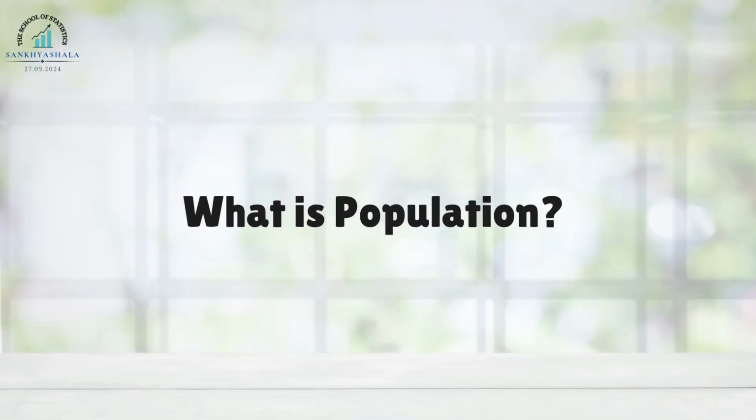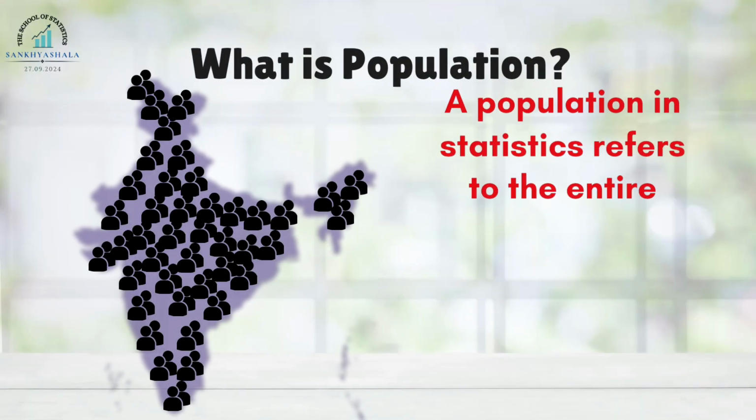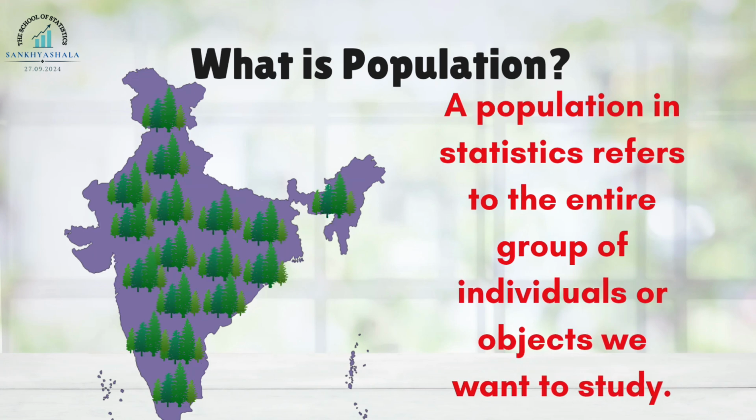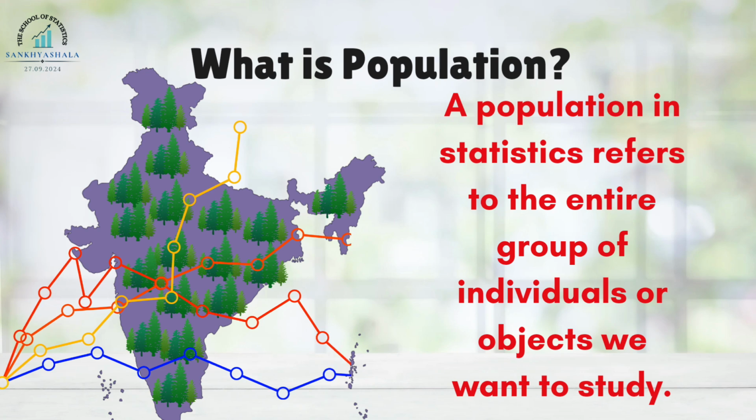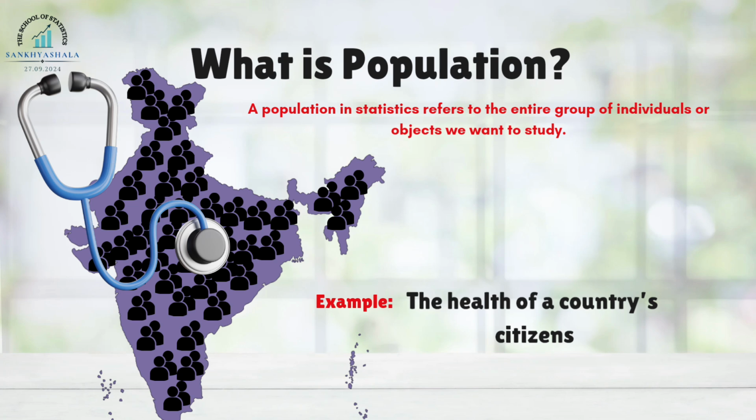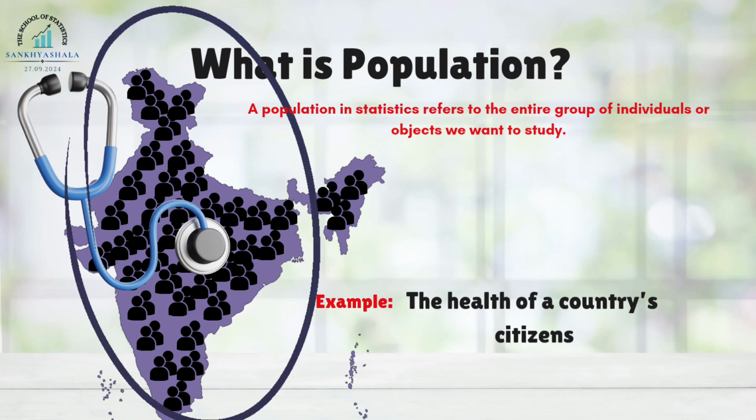What is a population? A population in statistics refers to the entire group of individuals or objects we want to study. It includes all relevant data points. For example, if we want to study the health of a country's citizens, then the entire citizenry of the country is a part of the population.